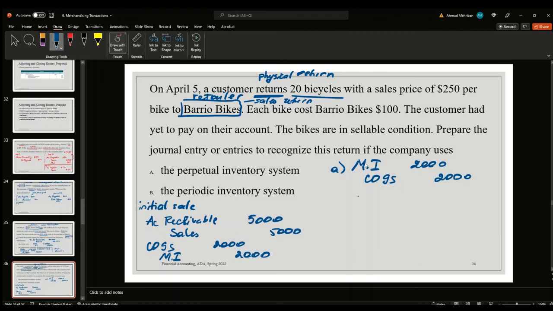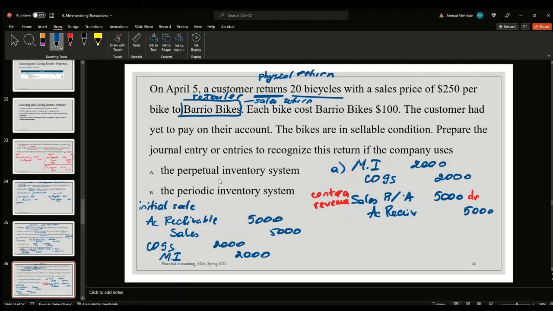So it's supposed to be sales return and allowance going up through the debit, because this account is a contra revenue account. That means it has the opposite increase side, so it increases on the debit side. This is a debit, and accounts receivable is going to go down through the credit side, 5,000. So these are the entries that you have to do.